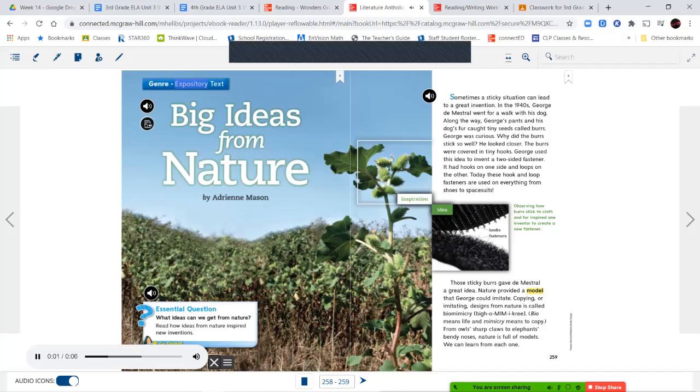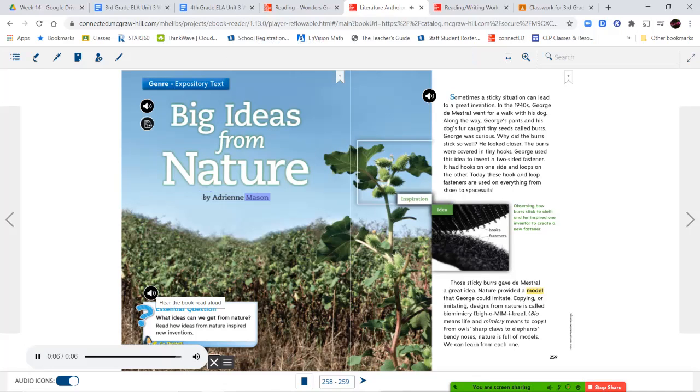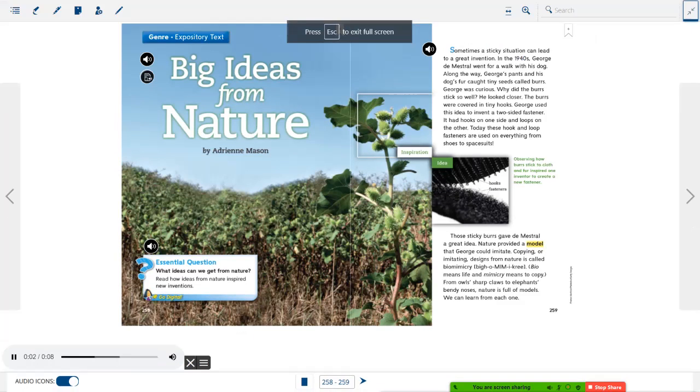Genre, expository text. Big Ideas from Nature by Adrian Mason. Essential question: What ideas can we get from nature? Read how ideas from nature inspired new inventions.